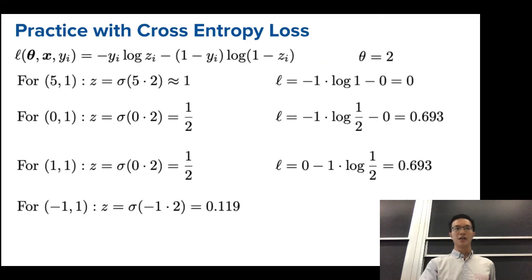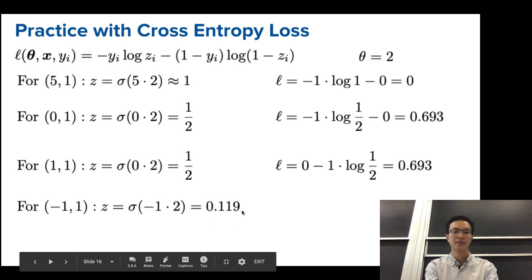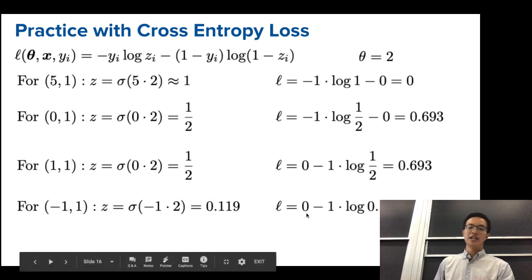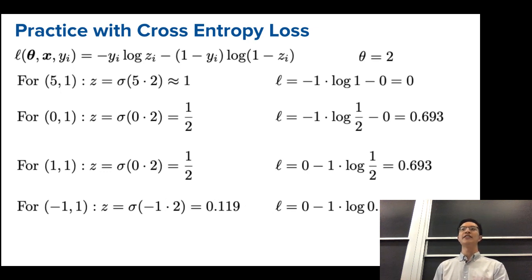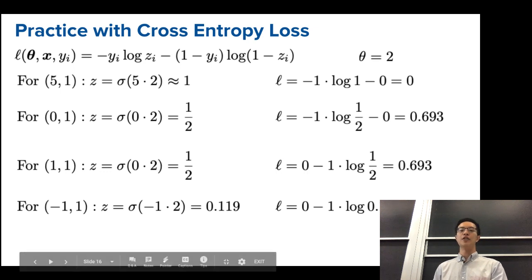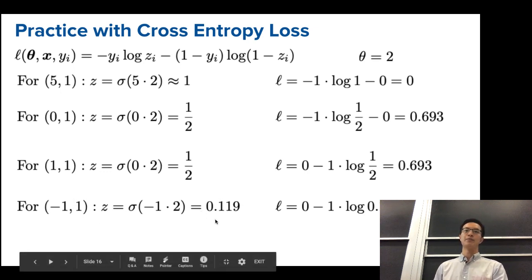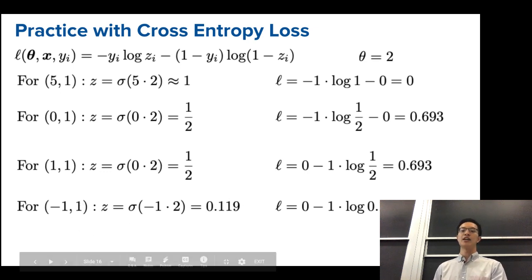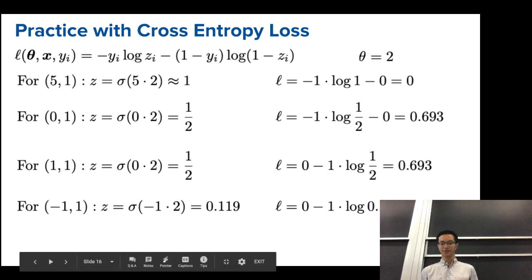For -1 and 1, this right here is more of a plug and chug, so you pass in -1 and 2, we get a low probability. And our loss here on that particular point is relatively high, 2.129. Why is it higher than the others? It's higher because our model's prediction is pretty far off from the actual value. Our model predicts the probability is low, it's below half. But our actual point is at 1. Because of that, our loss is high.